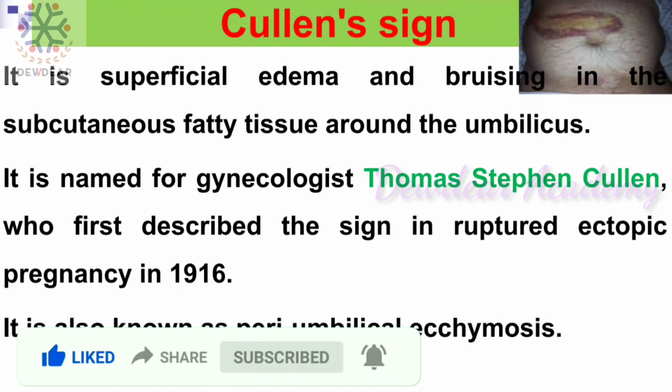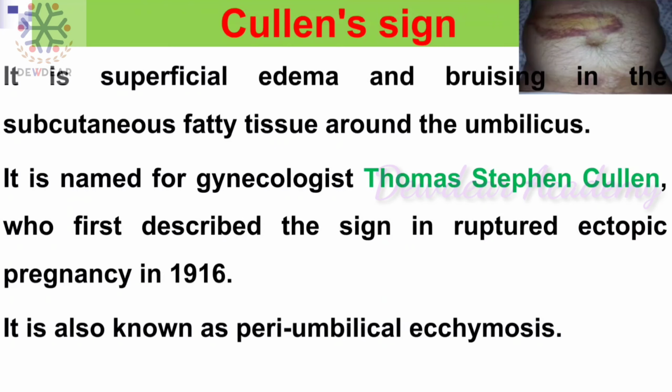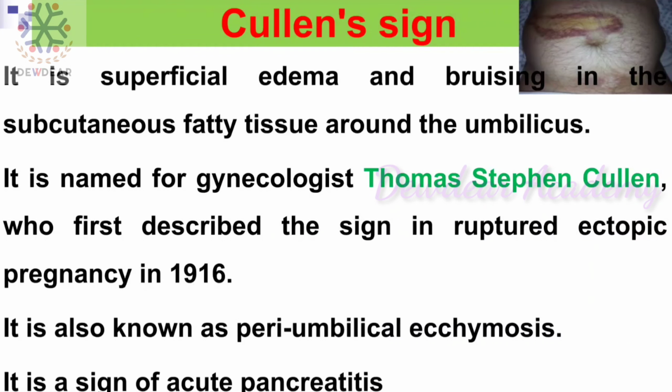It is also known as peri-umbilical ecchymosis. So Cullen sign is also known as peri-umbilical ecchymosis. It is a bruising found in the subcutaneous fatty tissue around the umbilicus. It is a sign of acute pancreatitis. Cullen sign is the sign of acute pancreatitis.